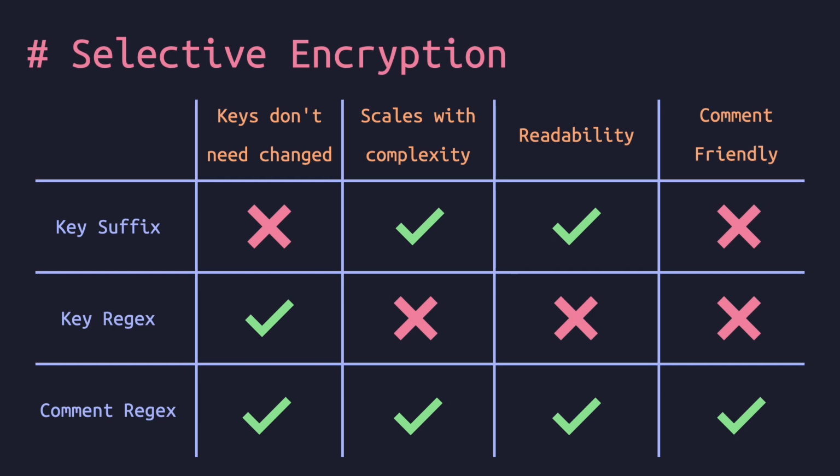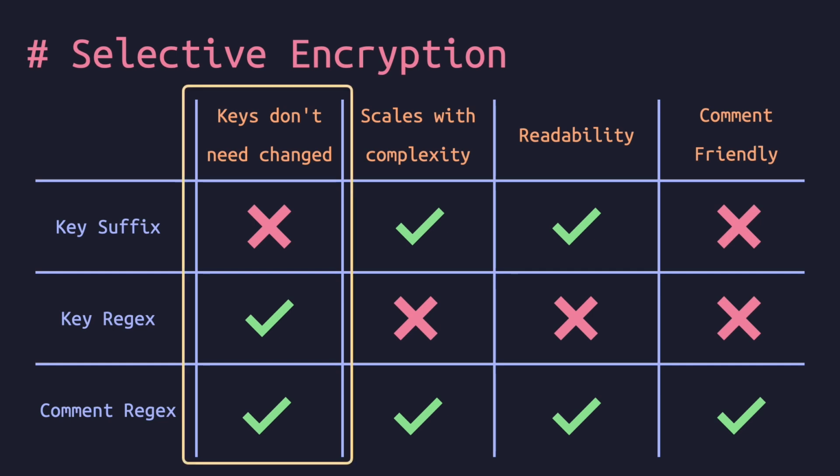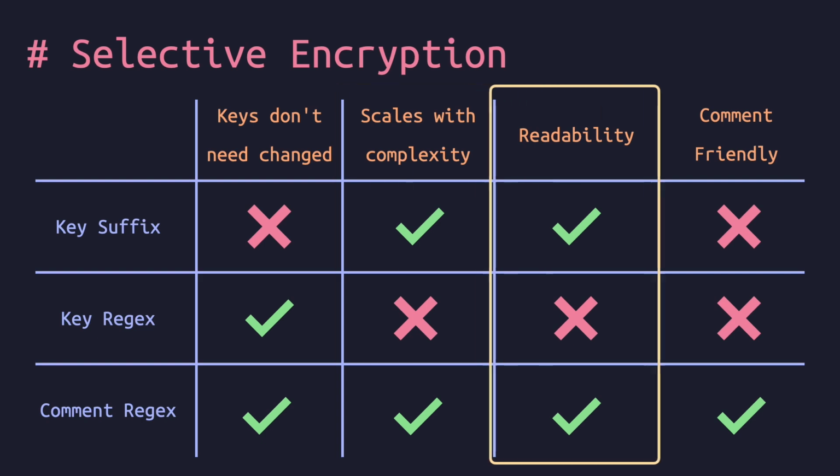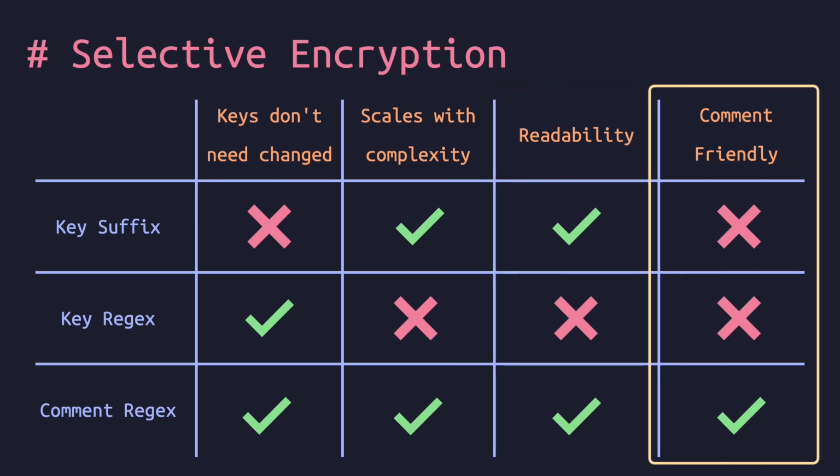Of these methods, comment regex is my preferred choice. It doesn't require changing the keys as the suffix does. It doesn't get more complex and difficult to read as the file grows, as a key regex might. It gives instant feedback on which values will be encrypted by looking at the line above, which the key regex only does after encryption, and it is the only method that allows us to control comment encryption.